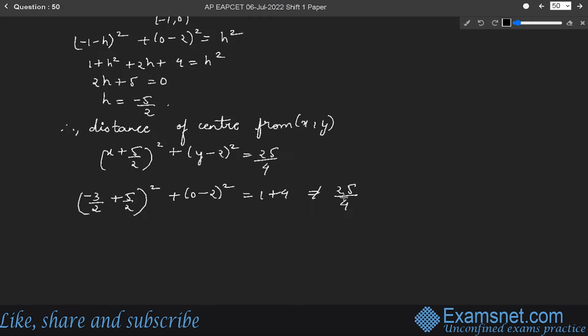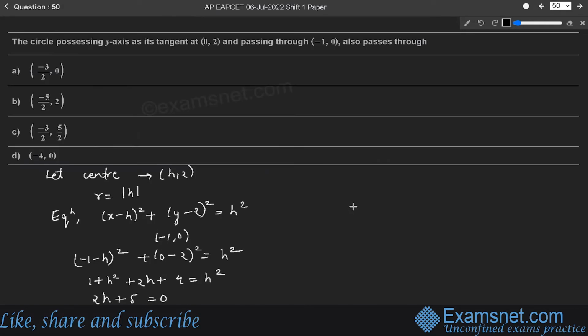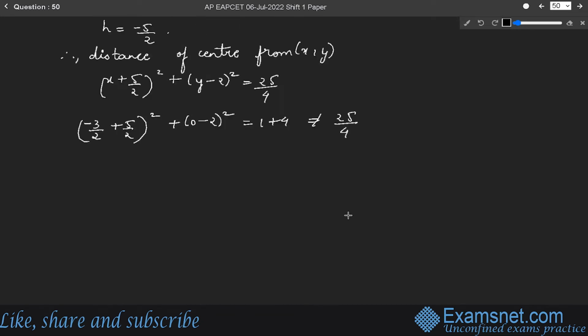Now let us check it with option B. Option B here is (minus 5 by 2, 2). So the distance of the center from (minus 5 by 2, 2) will be (minus 5 by 2 plus 5 by 2) whole square plus (2 minus 2) whole square, which is equal to 0, and again it is not equal to 25 by 4. Therefore option B is also not correct.